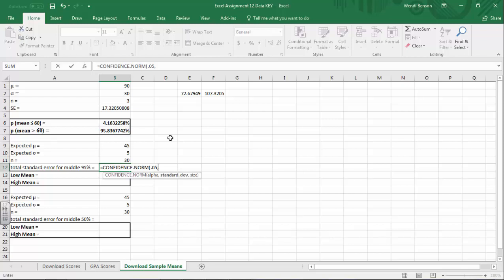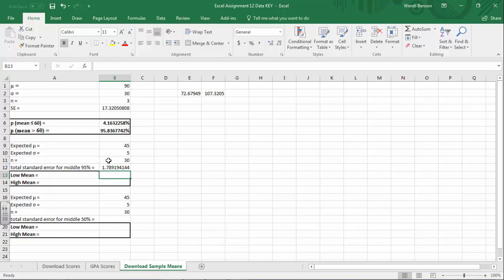All right, comma. Standard deviation, actually select the standard deviation because the formula takes the standard error into account. You don't have to do it yourself. So click on that expected standard deviation, what the developer claims, comma, the sample size, 30, enter. So within the middle 90%, you would expect the margin of error of about 1.789 if the claim is accurate.